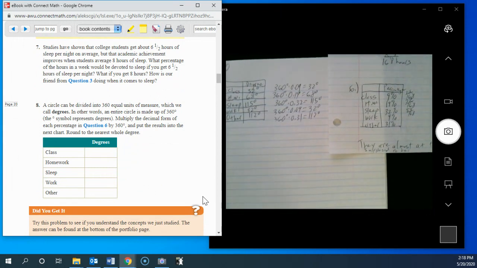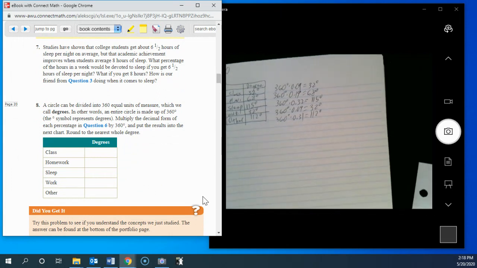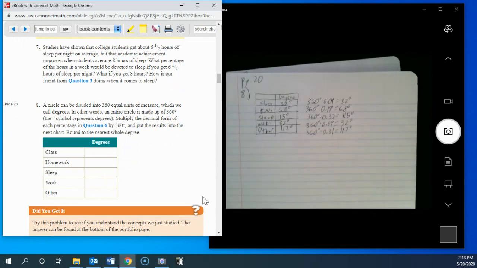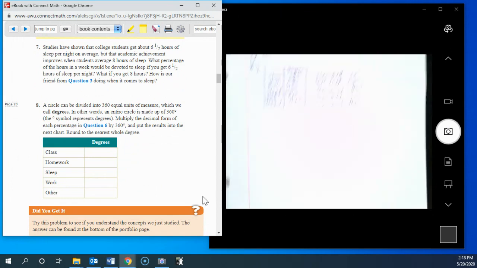So that is how you figure out degrees. You have to find a percent and then multiply by the degree, and then that would be your degree value. All right, now we move on here. But before we do, are there any questions? We're actually almost done with section 1.2. Are there any questions?